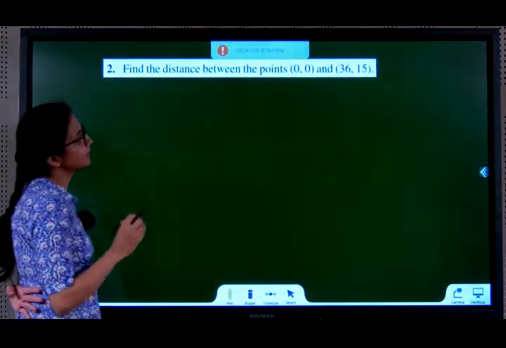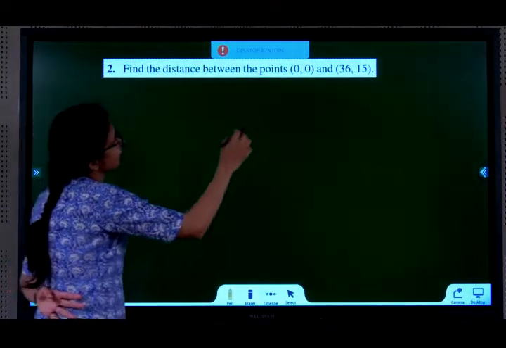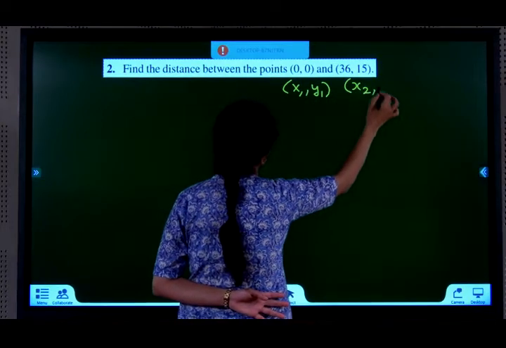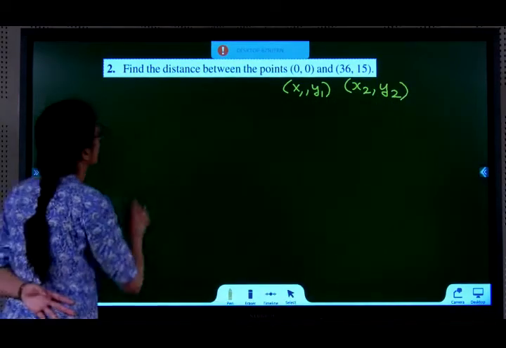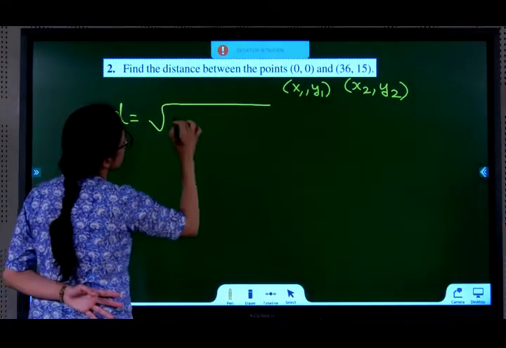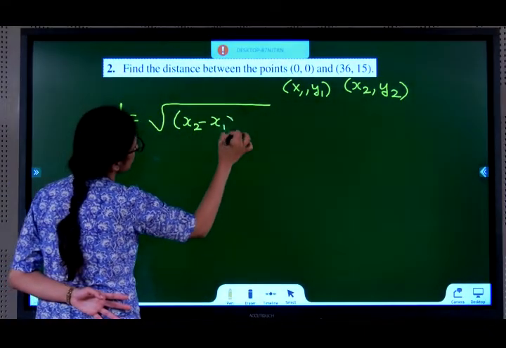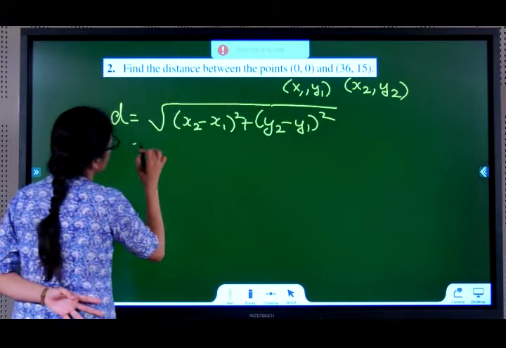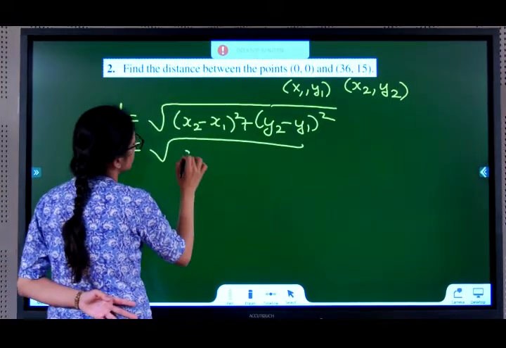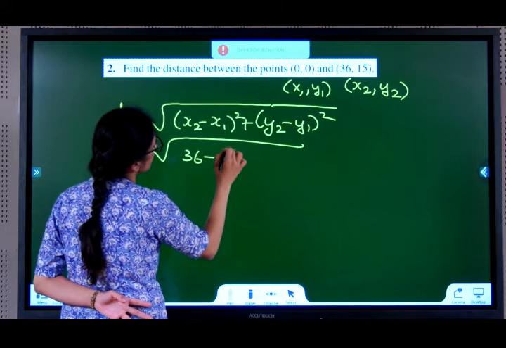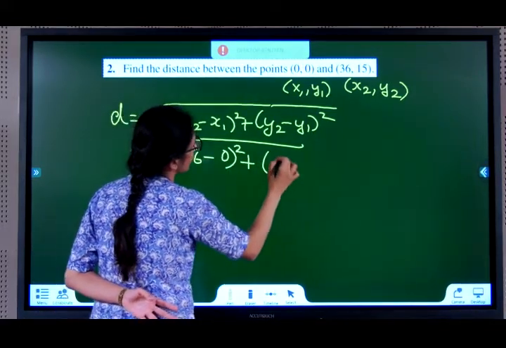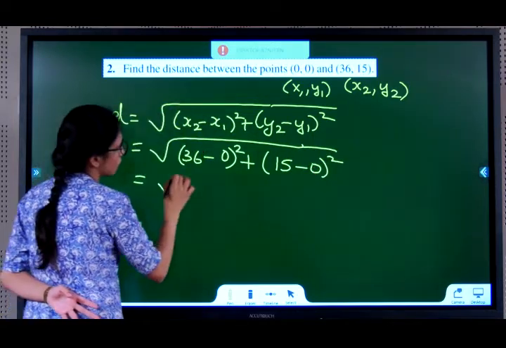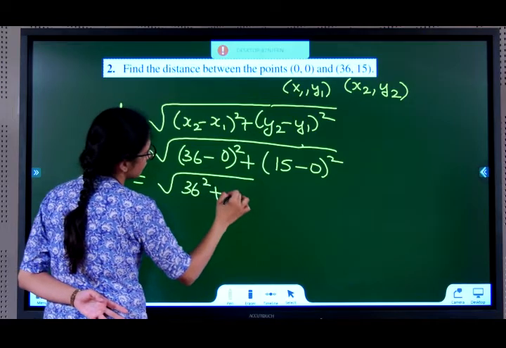Second question, find the distance between the 2 points. Let us say this is x1, y1. This is x2, y2. Just find the distance. Same type question. So, distance formula is given as root of (x2 minus x1) the whole square plus (y2 minus y1) the whole square. Root of (36 minus 0) the whole square plus (15 minus 0) the whole square, root 36 square plus 15 square.